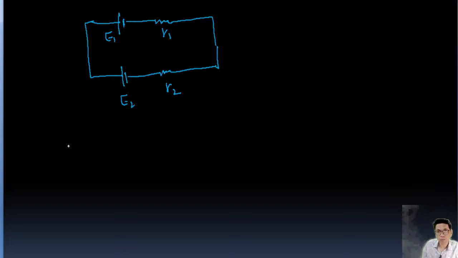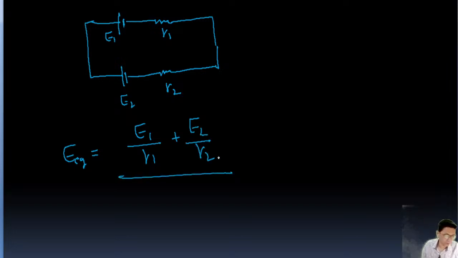In parallel combination, E equivalent is going to be very important. You need to understand, this is E1 upon R1 plus E2 upon R2, upon 1 upon R1 plus 1 upon R2. Very important. So this is the E equivalent, guys.